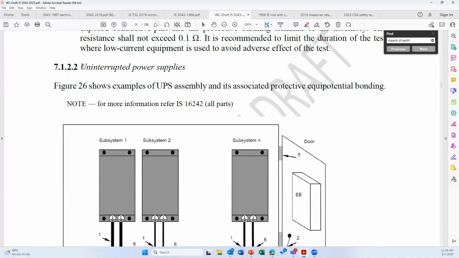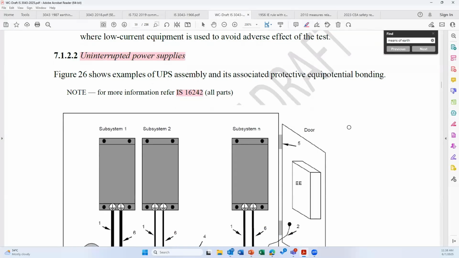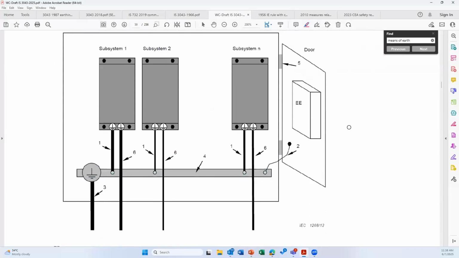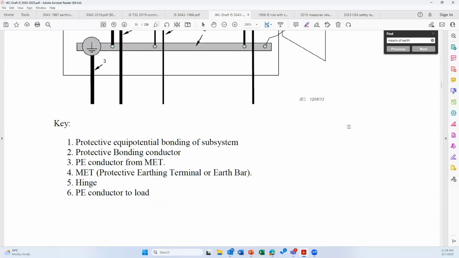Next is UPS. What kind of earthing requirements are required for UPS? The source is IS 16242. The idea of including this information in the standard is, of course, these are repeating, but most often the equipment manufacturers try to make their own demands. As a result, the reliability of the electrical installation is highly affected. So this is how the UPS has to be earthed. Big figure copied from the IS standard.